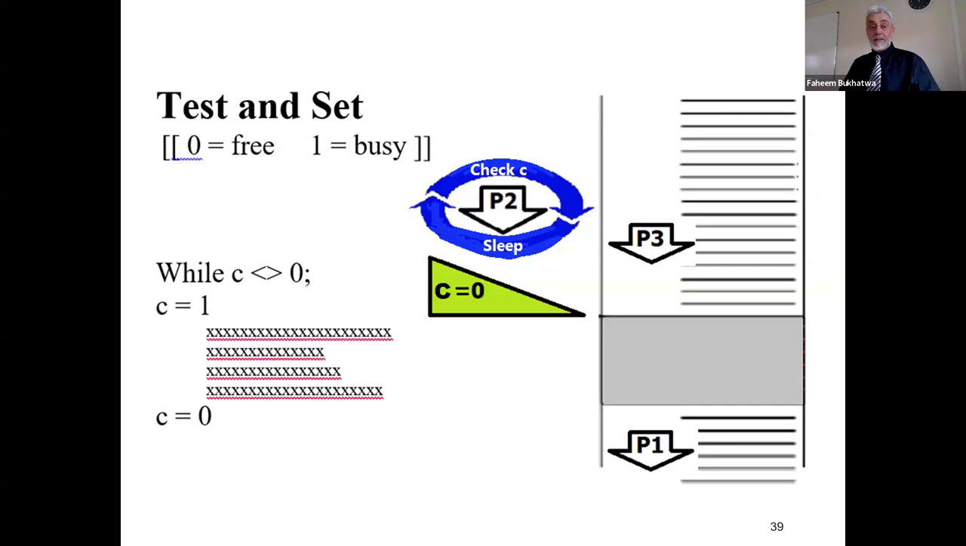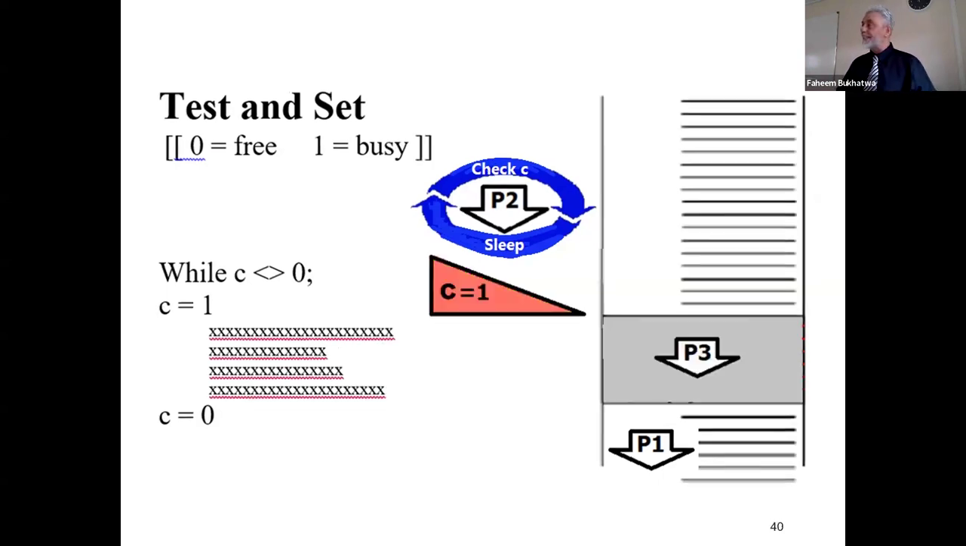Process 3 checks it. That's the test and set. Test it. Yes, it's free. It will go in and make it busy. So process 3 now goes in. And process number 2 will wake up and look and find the flag is still busy. It just missed its turn, but doesn't know that somebody has left and another person has gone in, or another user or another thread has gone in.